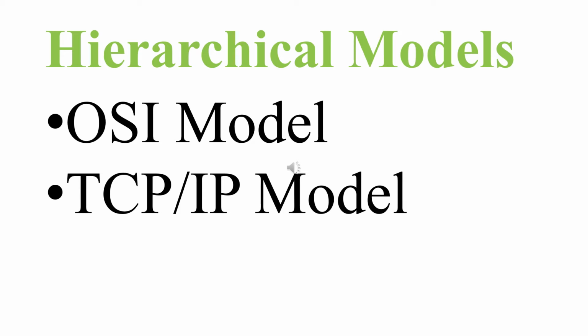There are two hierarchical models available. First is the OSI model, which is not used at industry level, it is just used for understanding networking. Second is the TCP/IP model, which is widely used in industry, and most of the terminology and definitions in the TCP/IP model come from the OSI model. The TCP/IP model is also known as the Internet Protocol Suite, and in this video we are just going to talk about the TCP/IP model. We will talk about the OSI model in future videos.